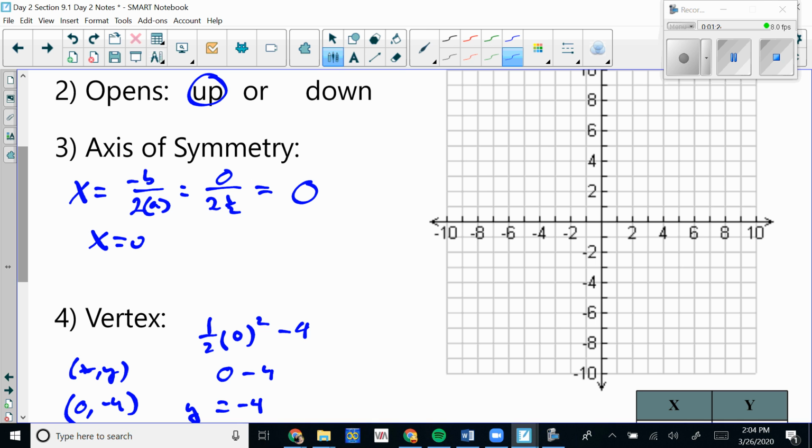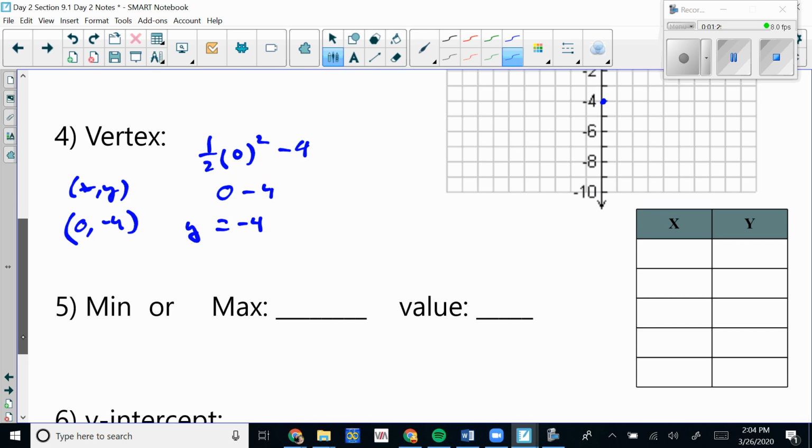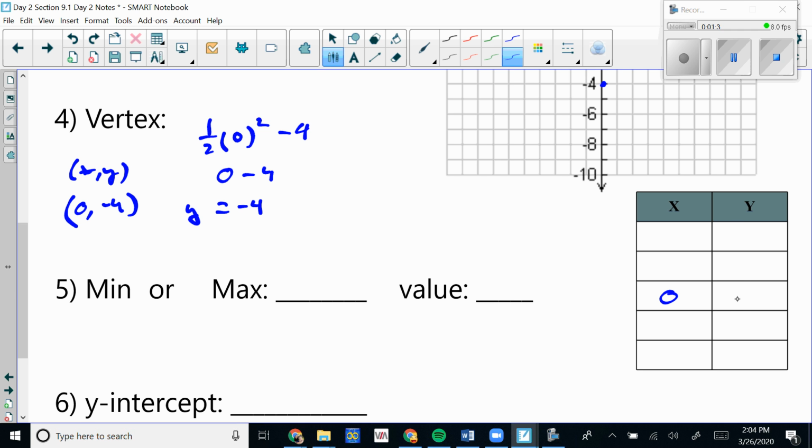That's going to go 2 places. First off, on the graph, 0, -4 is here. And then I also want to put it on my table in the middle, 0, -4. I want 2 numbers less than 0, so -1 and -2, and 2 numbers greater than 0, 1 and 2. And to find those values, if I plug in 1, I get -3.5. And I also get the same thing for -1, -3.5.